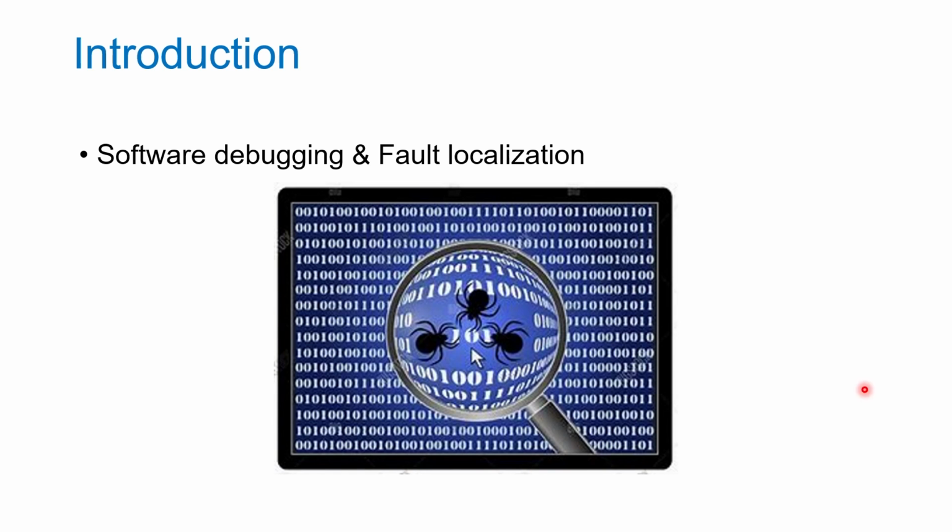Software debugging is a time-consuming but important task in the process of software development and maintenance. To reduce the debugging costs, researchers have proposed various fault localization techniques to provide automated assistance in finding faults that cause code failures.